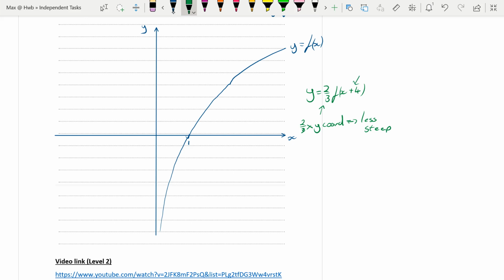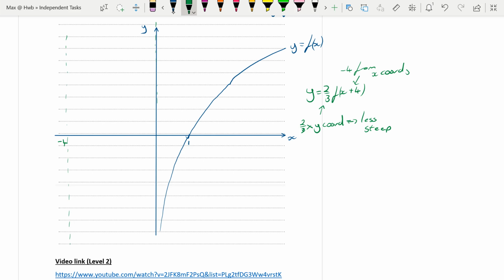Inside the bracket, I've got plus 4, which means I'm going to take away 4 from the x coordinates. That helps me quite a lot because at the moment I've got an asymptote on the y-axis. I've got an asymptote down here on this y-axis. You can't see it very well, but obviously it's there. Now, if I take away 4 from that, it's going to have a new asymptote by here at minus 4. So that's a new line it's not going to touch. The other coordinate that's going to change is this 1.